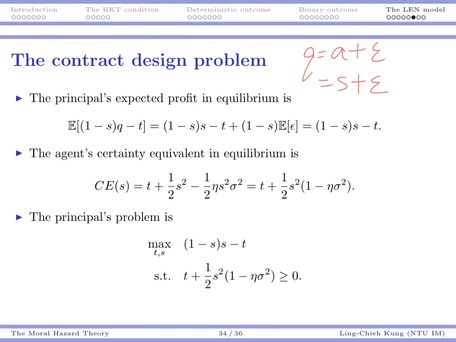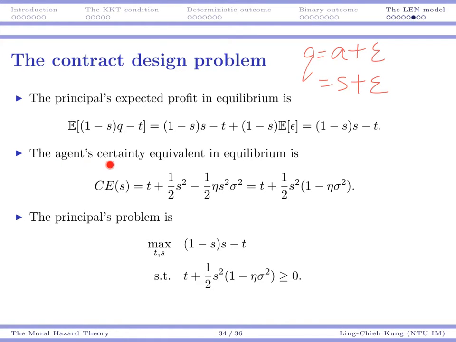Because in equilibrium, the equilibrium effort level would just be s. That's why we get this. We decompose q into s and epsilon, and the expected value of epsilon is just 0. Then we get this as the principal's expected profit. The trade-off is very clear. If I increase the commission rate, then the effort would become higher, but the share that can be retained by the principal would be smaller.